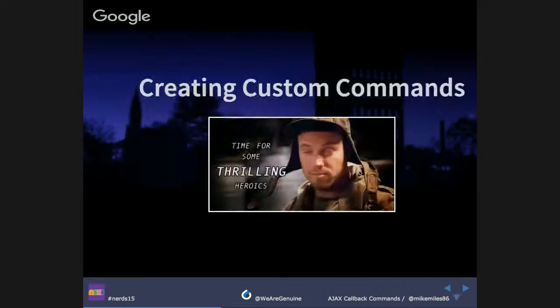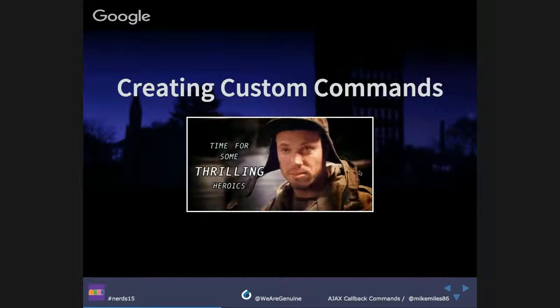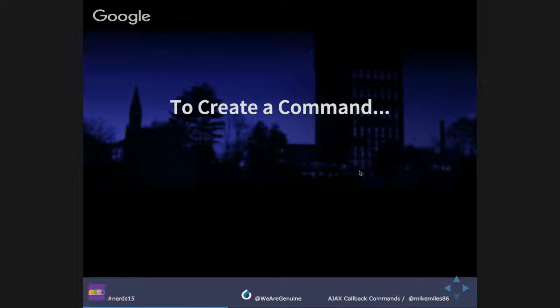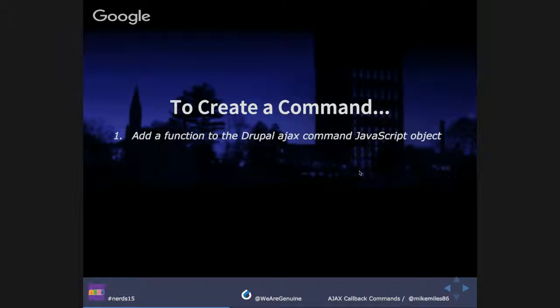Yeah, so the core commands are great. Let's talk about creating some custom commands. Maybe you want to do something that Drupal core or modules don't provide you. To create commands, 2 steps. That's all you need to do to create your own commands in Drupal. Step 1, you need to add a function to the Drupal AJAX command JavaScript object. So we looked at before that the remove command is part of that global commands object. You have to add your own JavaScript function to that object. And on the server side, you have to write PHP code that returns an associative array.